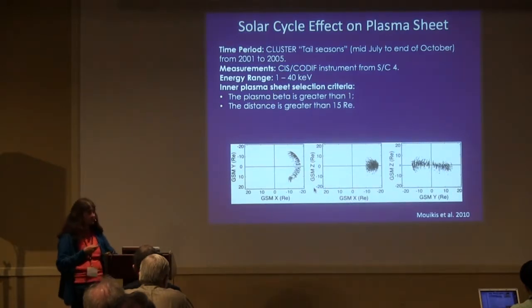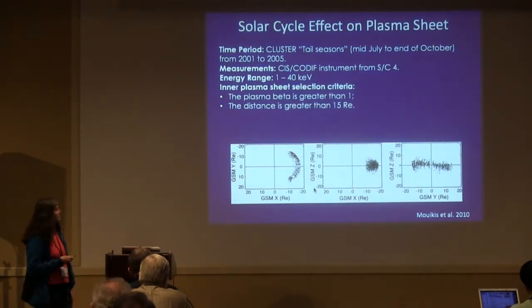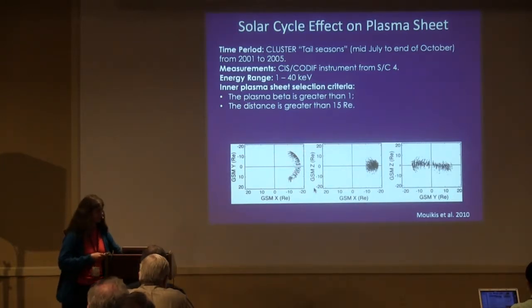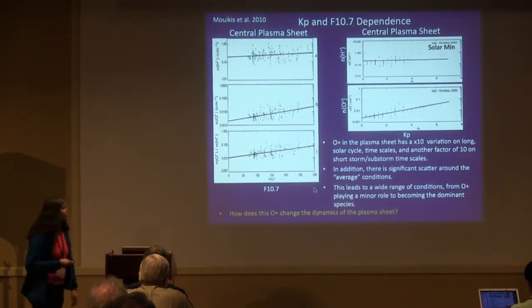So I want to concentrate on the plasma sheet. So this is the results of a statistical study using the Cluster tail seasons. So this just shows the distribution of the data points in the tail. And this now shows how the composition in the central plasma sheet varies, first as a function of F10.7, and then independently as a function of Kp. So this is all measurements in the central plasma sheet.